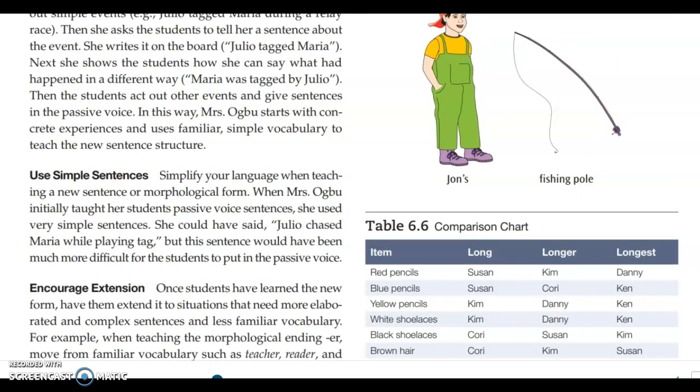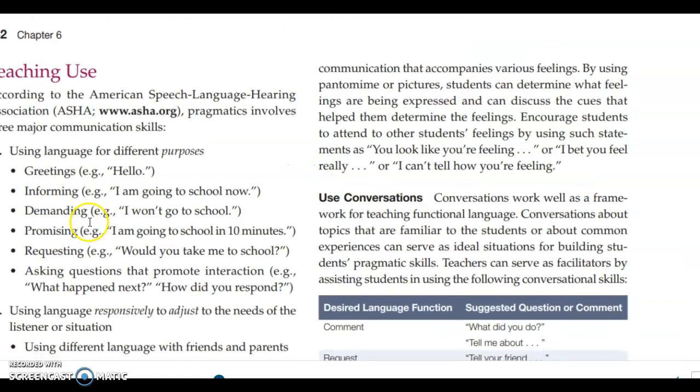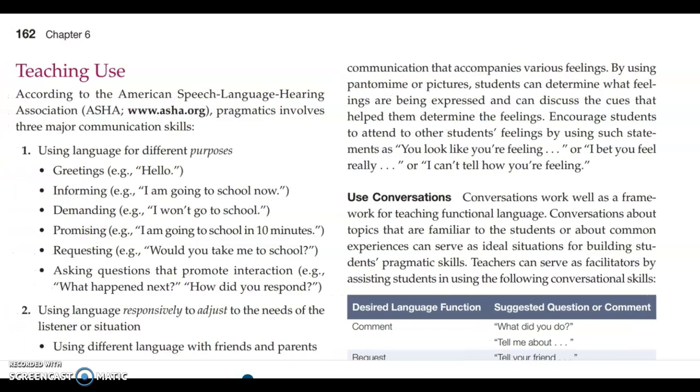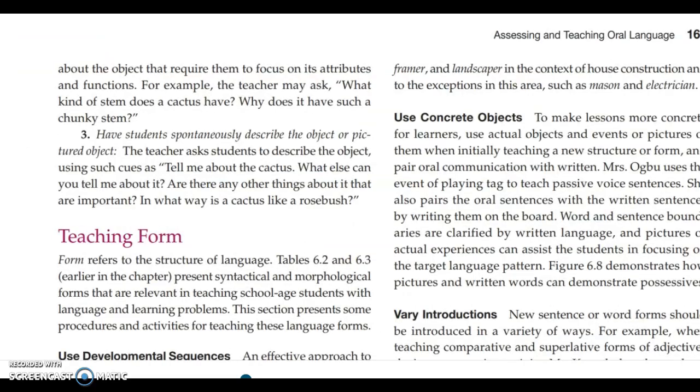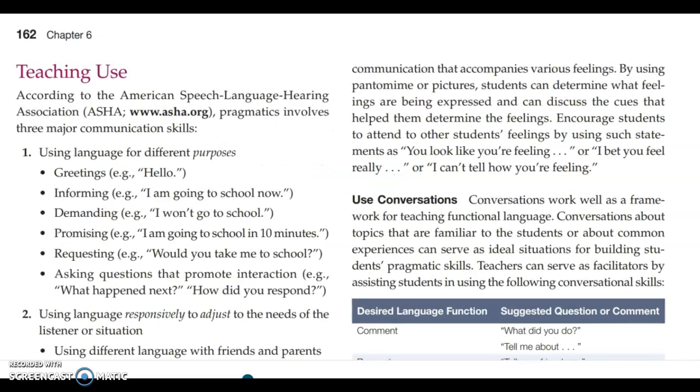So that's why I wanted to show you this page, and then I'm also going to show you page 162 while I'm here, and then I'll go back to the PowerPoint. So this is about teaching use. The last page was form, and then this page is use.